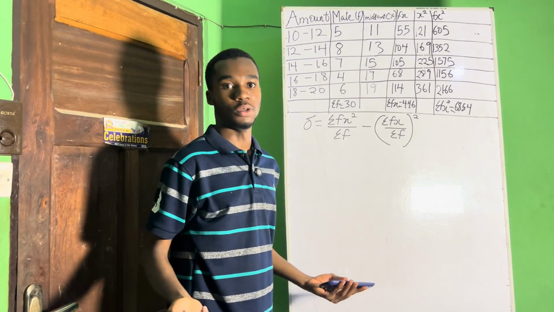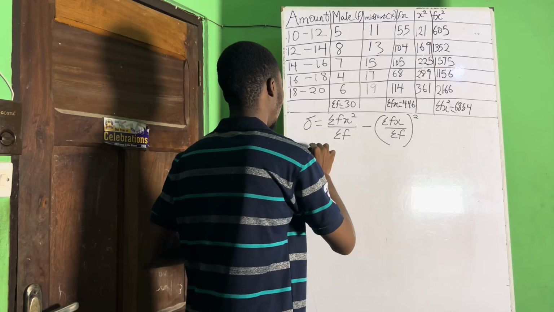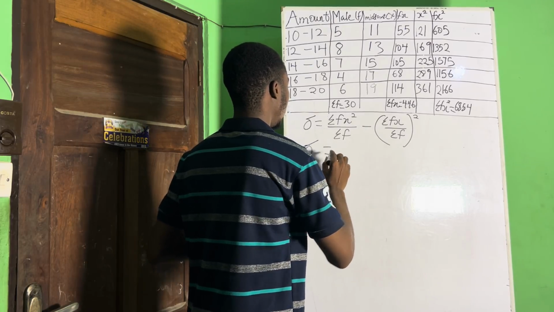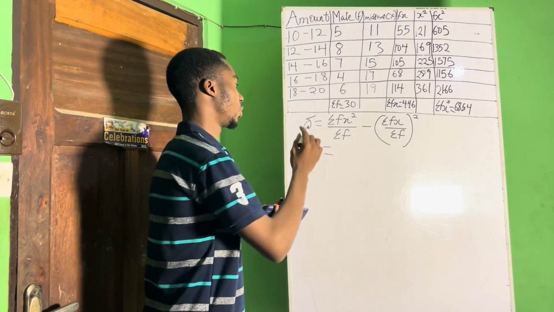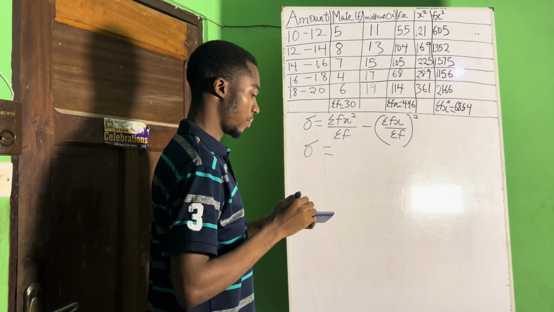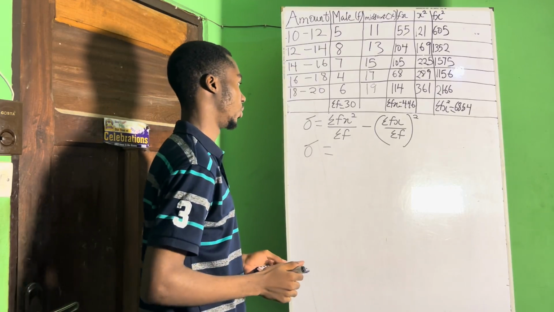So now what do we do? We just substitute. Let's do a simple substitution. So our standard deviation. Don't be confused, this sign is just for standard deviation. You get it. You can also write standard deviation is equal to, but then they'll even give you the symbol in the formula sheet. So you know the symbol to use.